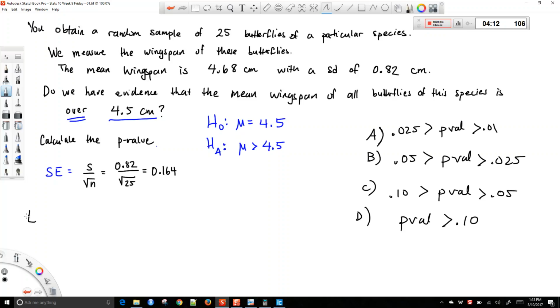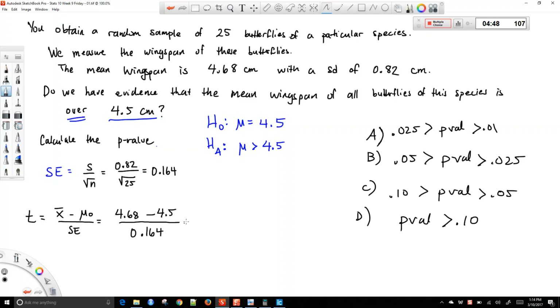I've got to get my test statistic. In this case, it's going to be t. t is x bar minus the value in my null hypothesis, divided by the standard error. So my x bar, my sample mean, is 4.68. We're going to subtract off my mu 0. What's my mu 0? It's the number in my null hypothesis, 4.5. And we're going to divide that difference by our standard error.